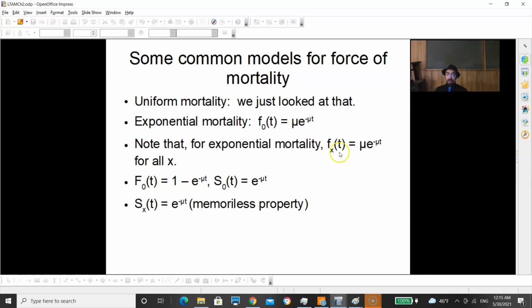You'll notice that f sub x of t is also mu e to the negative mu t for all x, if you do the algebra on it. If you integrate little f sub 0 of t, you'll get big F sub 0 of t is just 1 minus e to the negative mu t, which gives you a survival function of e to the negative mu t. Again, the same for all x. This property that these functions are the same for all x is called the memoryless property. And the exponential mortality function is the only continuous function that has that property.